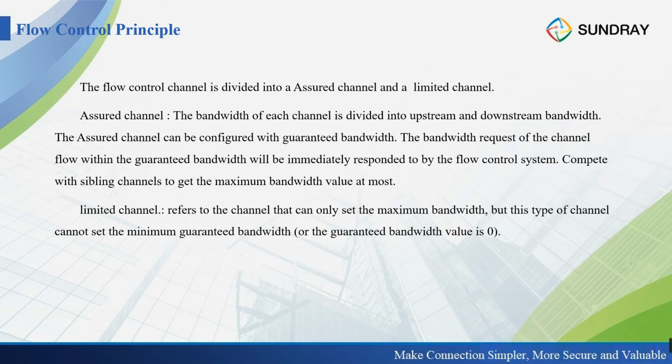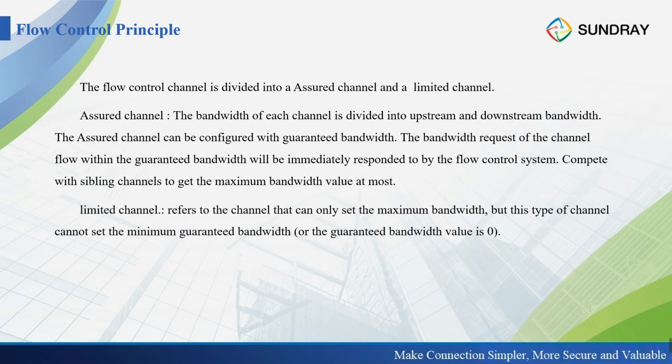For the channel, we have two types: one is the assured channel, and one is the limited channel. The assured channel is for specific applications or groups of users, to which we give a guaranteed bandwidth. For example, for this service we give 10 Mbps. That means when there is network congestion, the traffic for this user group or application has a higher priority. We give this 10 Mbps to this user application first.